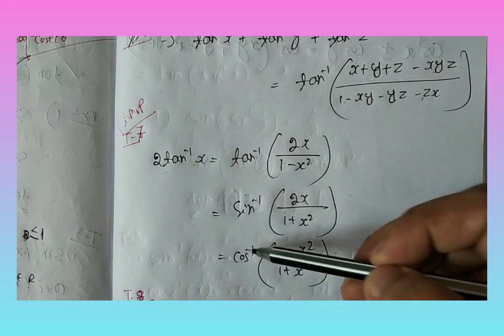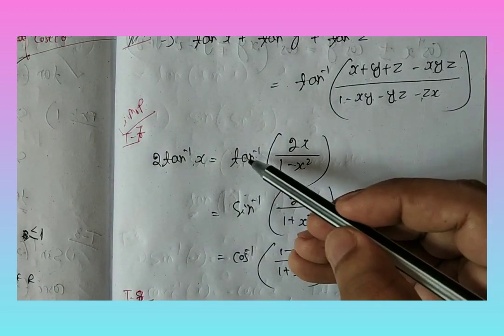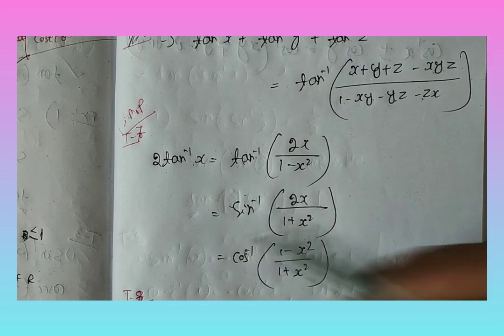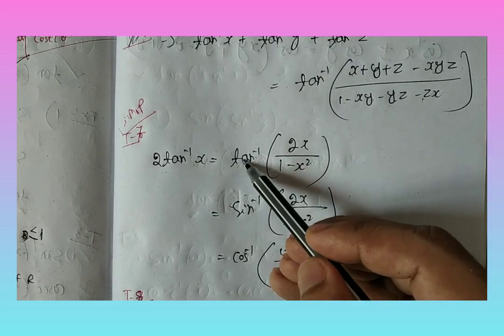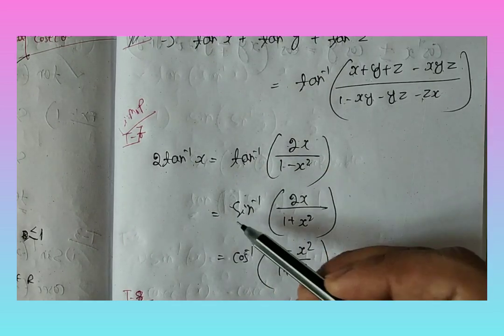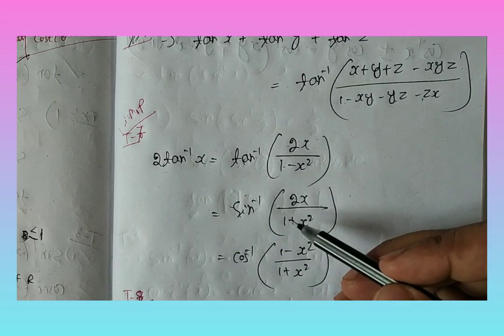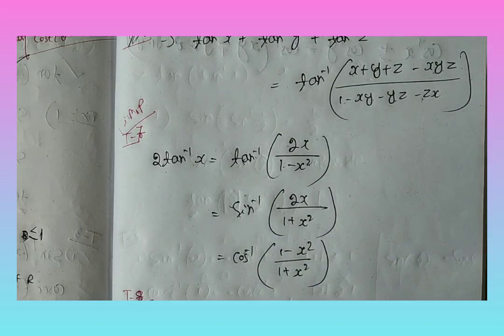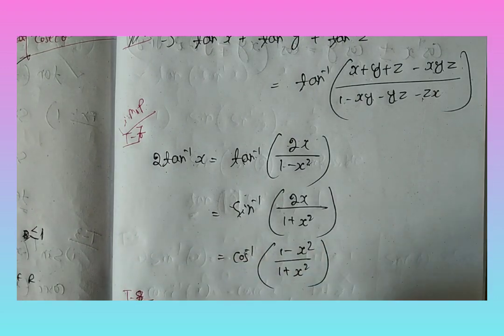It contains three formulas depending on the trigonometry. One is tan, one is sine, one is cos. In tan, tan inverse 2x by 1 minus x square. In sine, sine inverse 2x by 1 plus x square. And this is cos inverse 1 minus x square divided by 1 plus x square. Type 5, 6 and 7 are very important.